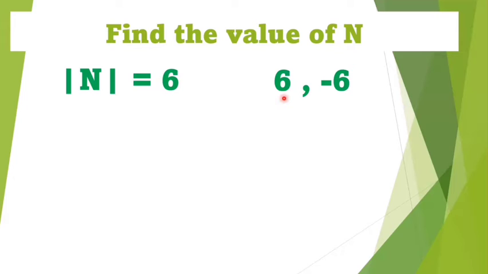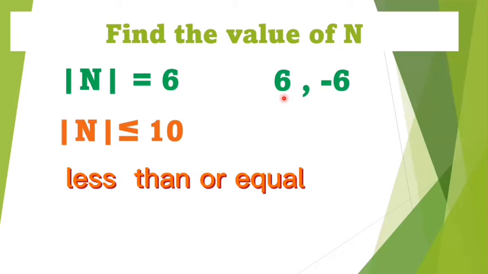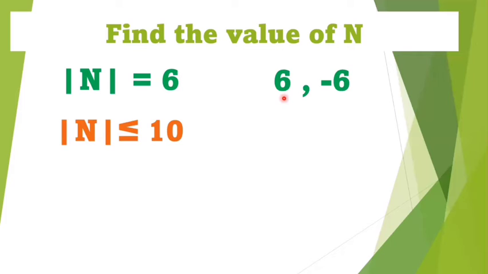So, the absolute value of positive 6 is 6. And the absolute value of negative 6 is also 6. Another example. We have the absolute value of n less than or equal to 10. So we have here a new symbol, less than and equal, combined. It means smaller than or the same as 10. What number can we write or substitute for n to make it less than or equal to 10?